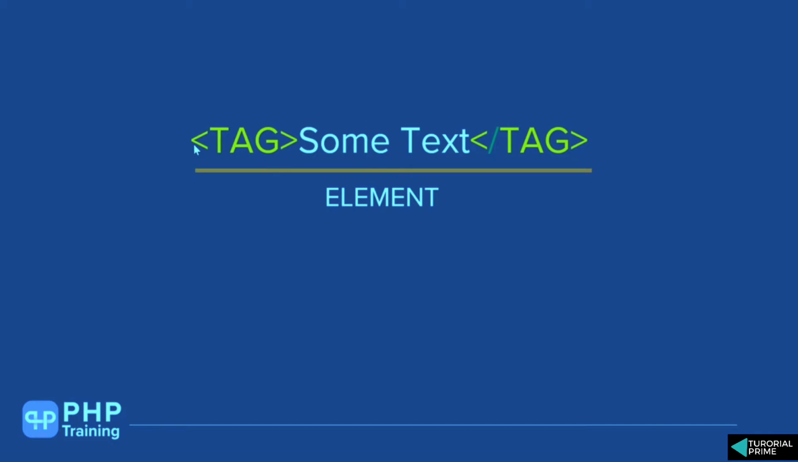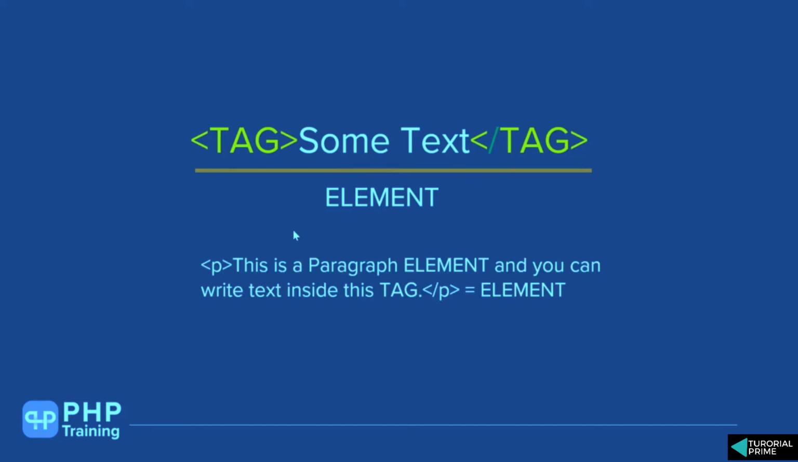The whole thing from the starting tag till the ending tag, including the content, is called an element. So when somebody says element, they are referring to the starting tag, the ending tag and the text as well. An example of an element could be a paragraph tag, denoted with p, less than p and greater than, then you have text inside it, then less than slash p and greater than. Everything in the starting tag, the ending tag and the text is called an element. So how do you read this? You say this is a paragraph element and you can write text inside this tag.